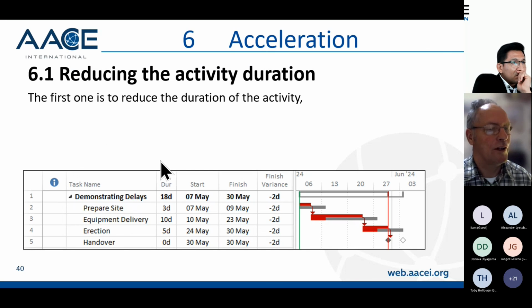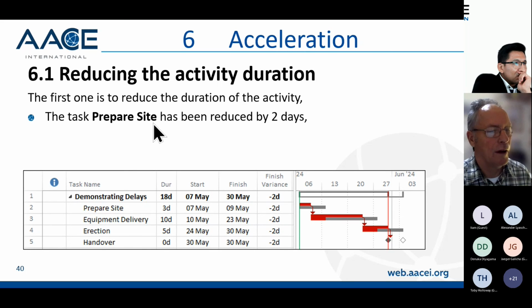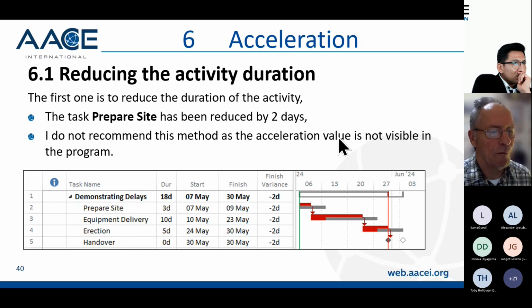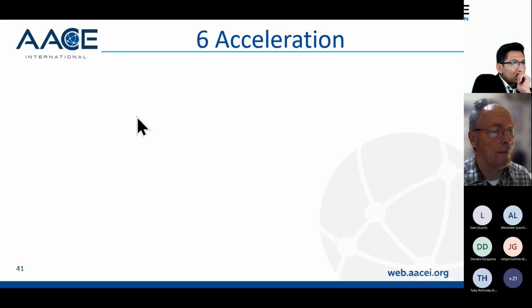So first of all, reducing activity duration, I don't recommend. I've got a picture here where I've reduced the duration of prepare site from 5 days to 3 days, and you can see a 2-day decrease in the end date. I don't recommend this method as it's not visible in the program. It's not clear what's happened. You'd have to put a description or a note again. You'd have to edit the task name or add a note. It is a method, but I don't recommend it.